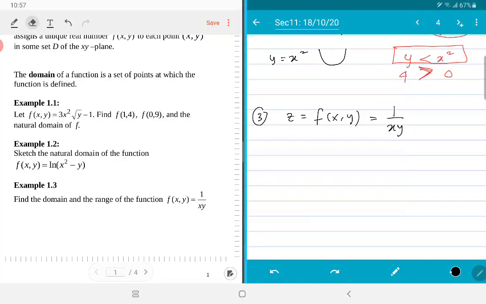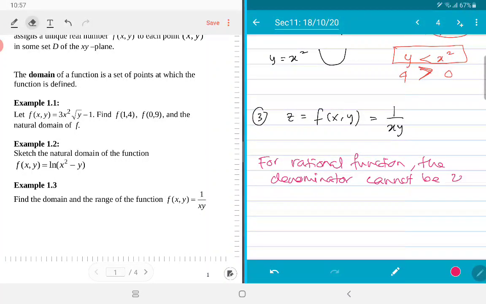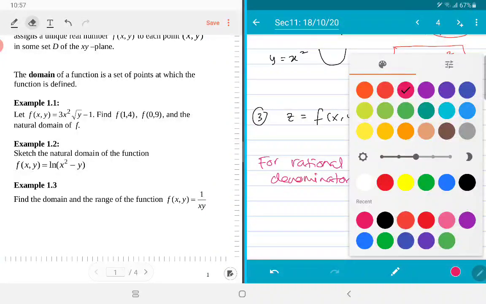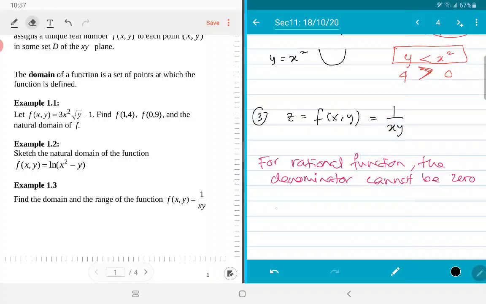So do remember, for a rational function, the denominator cannot be 0. Okay, so in our case, the denominator is xy. So xy cannot be 0. So that would be our domain.